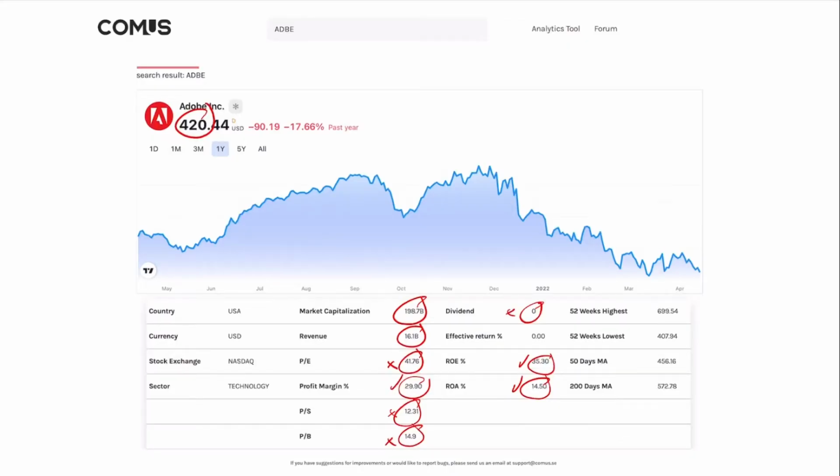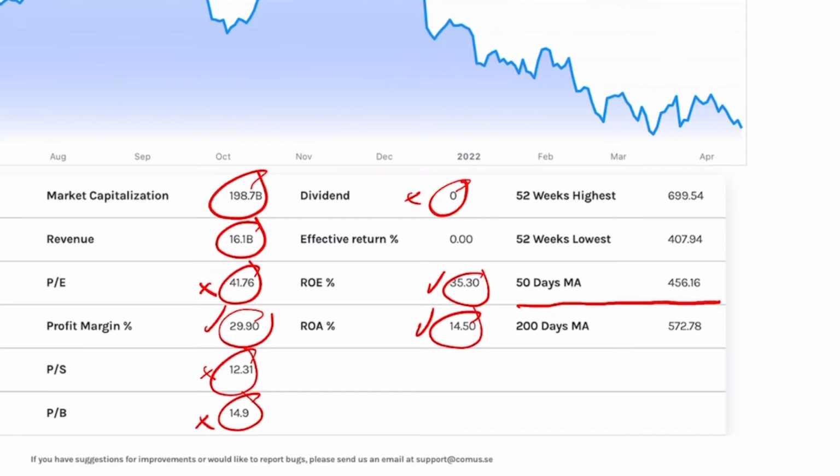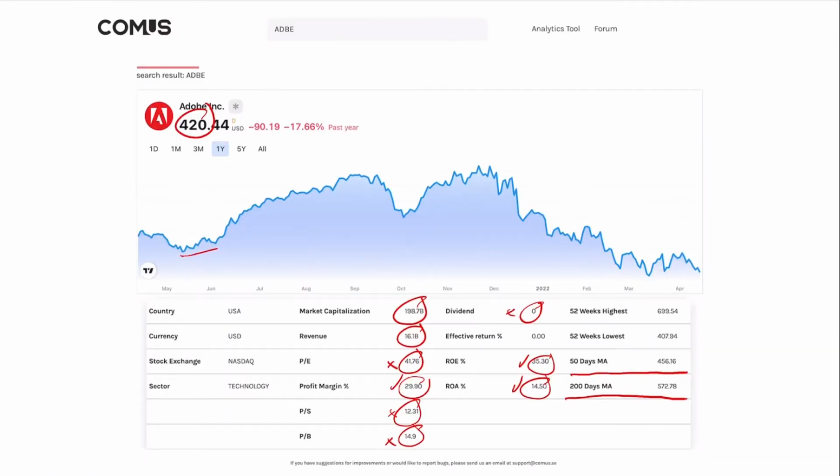Now, the stock is currently traded at $420 per share, and if we go down to the moving average, we can see that we are below the 50-day moving average, but also below the 200-day moving average. So what is this telling us? Well, the indicator is telling us that we might see the stock price decline. But if we take a quick glance at the chart, we can see that we have been moving within a positive trend channel for quite some time, but as of lately seeing lower and lower levels. But we'll take a closer look at the technical aspect further down.